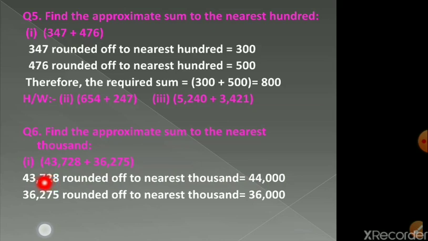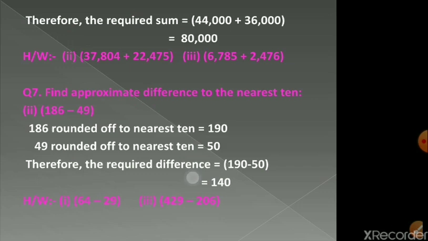36,275. In the 100 place we have 2. So there will be no change in the thousands place. So the number we'll get after rounding off is 36,000. By adding these two numbers, our answer is 80,000.